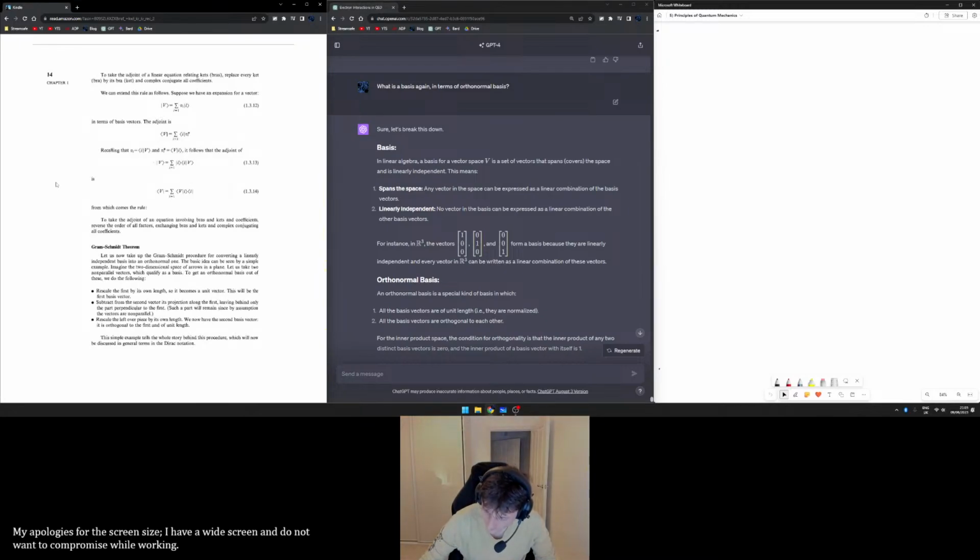Two arrows. Let me just make sure this is muted. It is. And you can see it all. Good. Cool.